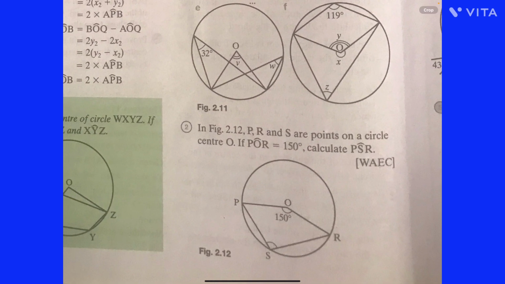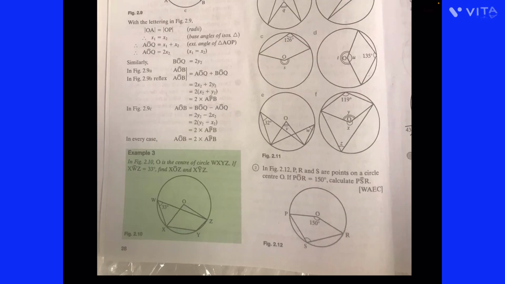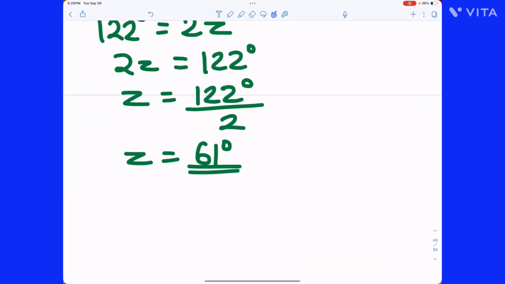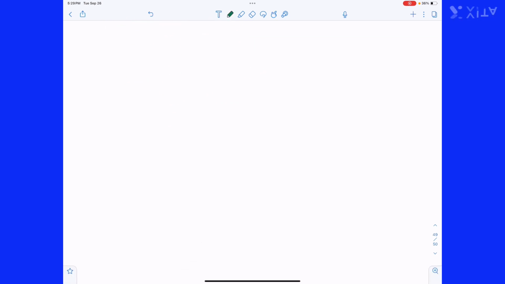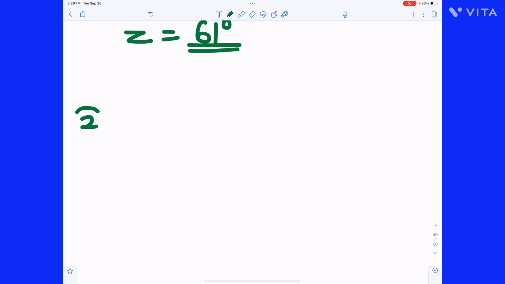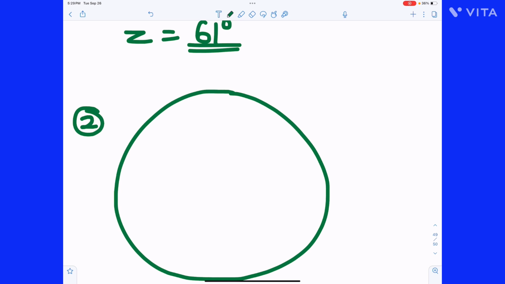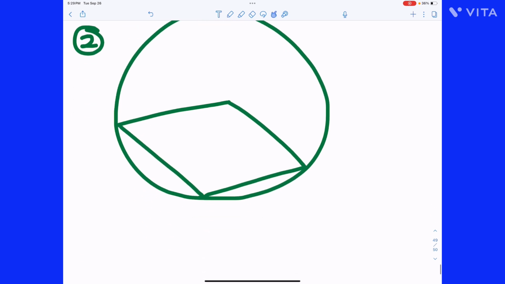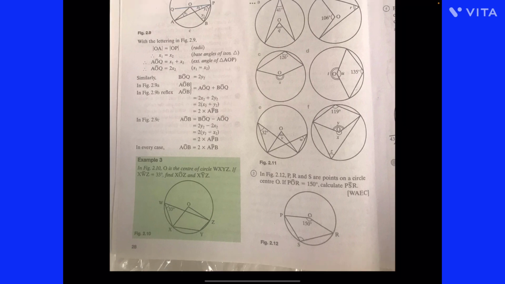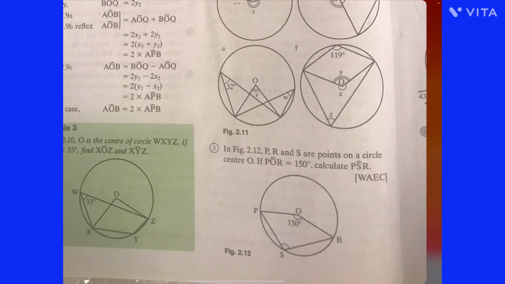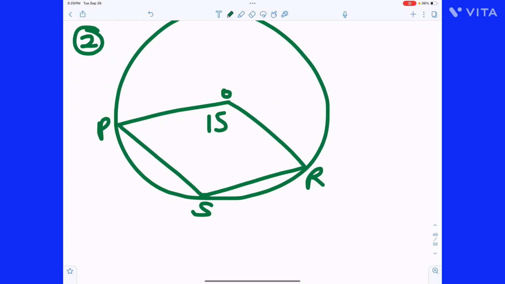It says we should find PSR. Okay, let's go. Number 2. Let me be sure the space is not too much. I'll draw a circle here. P, S, R. So this is the center of the circle, center O. This is S, and this is R. What's that angle at O? The angle at O is 150 degrees.